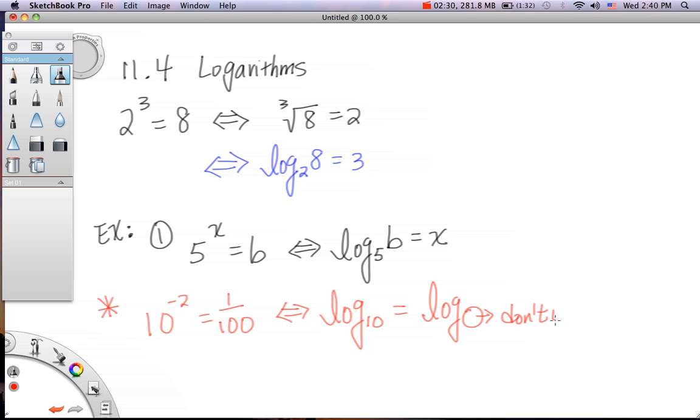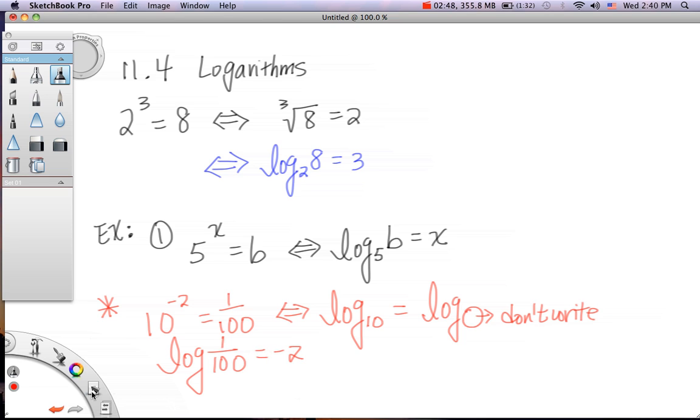And so it's important for you to know that if we see something that doesn't have the base part, then you know it's base 10. So how do we write this? This means log base 10 of 1 over 100 is equal to negative 2.